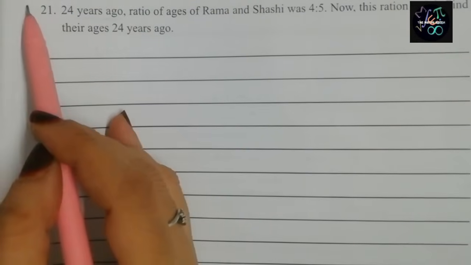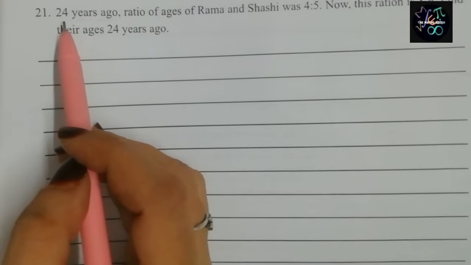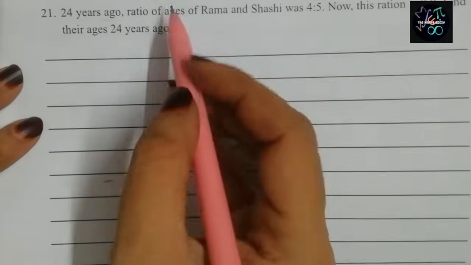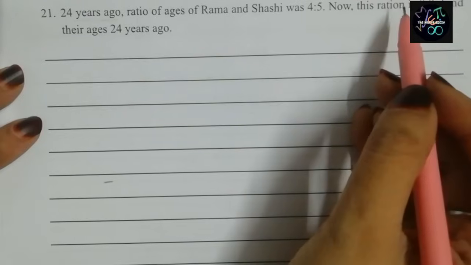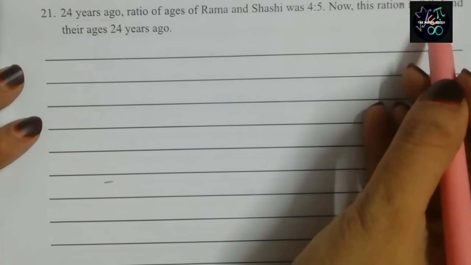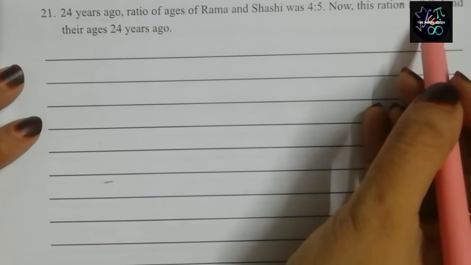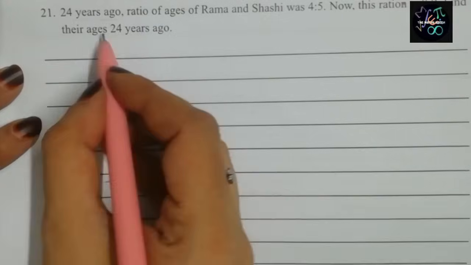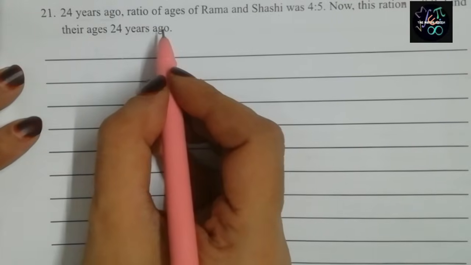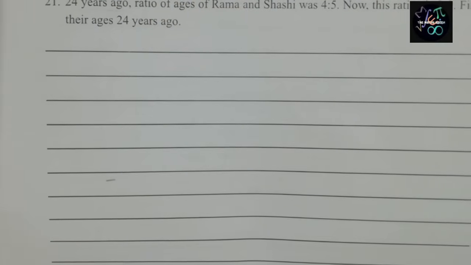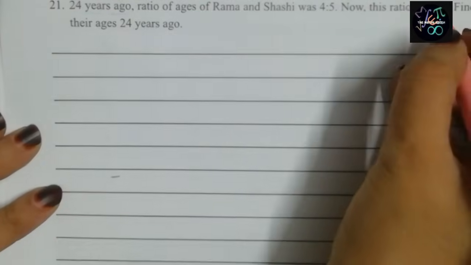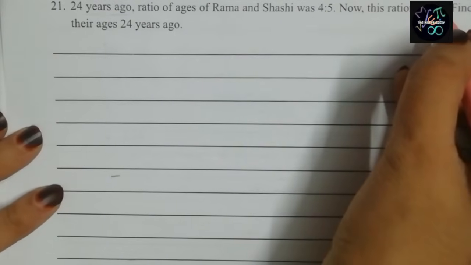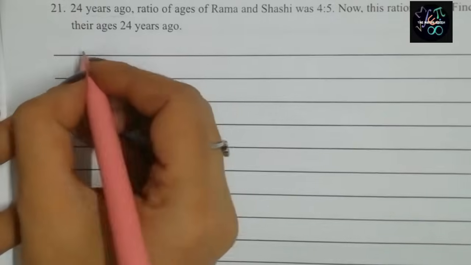Here, third main now. Question number 21. 24 years ago, the ratio of the ages of Rama and Shashi was 4 is to 5. Now this ratio is 8 is to 9. The present ratio is 8 is to 9. Find their ages 24 years ago. So let us start. The present ages are in the ratio 8 is to 9, so I'll write it in the form of ages.